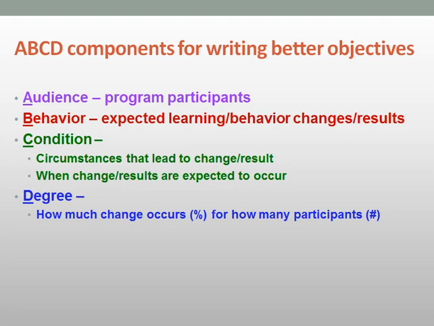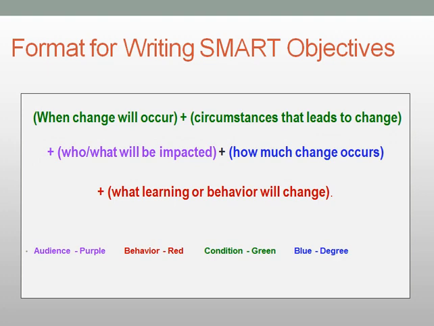Be sure to include how much change occurs, which typically in our scenario are percentages for how many participants, which is a number. I have a format to help you in writing SMART objectives. If you notice, I've color-coded the format to ensure that all the ABCDs are included in the objective. So the format is when change will occur, plus circumstances that lead to change, plus who or what will be impacted, plus how much change occurs, plus what learning or behavior will change.